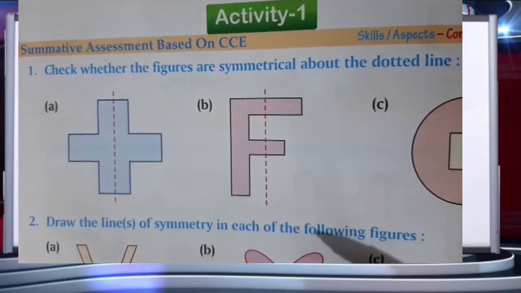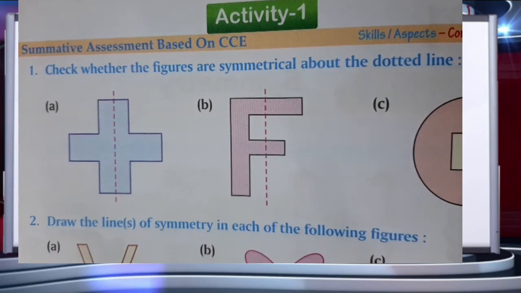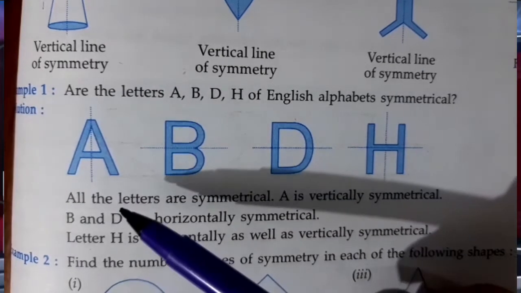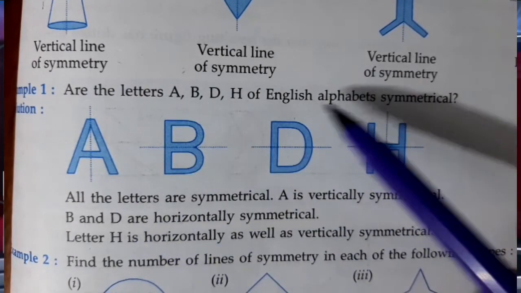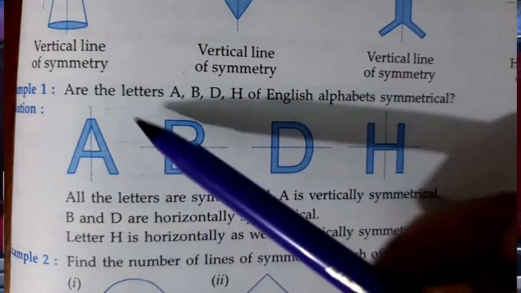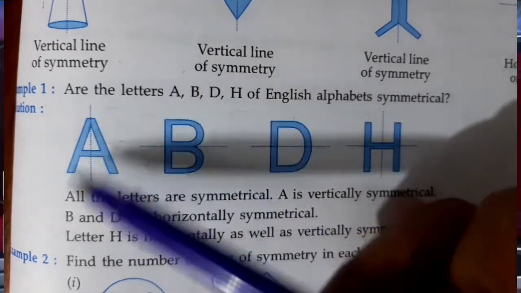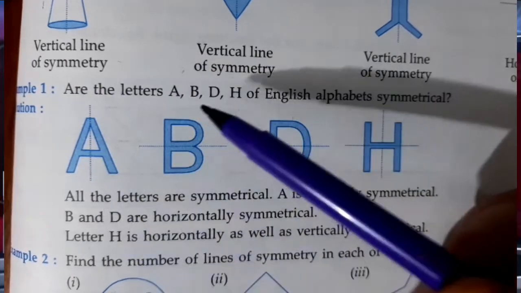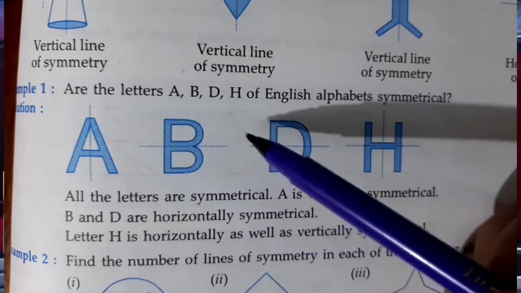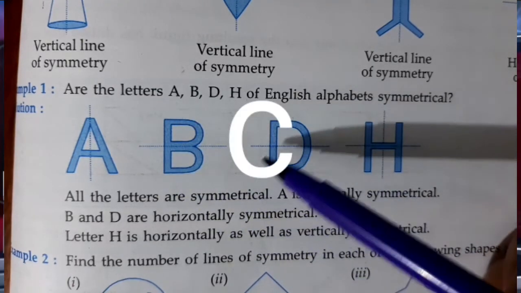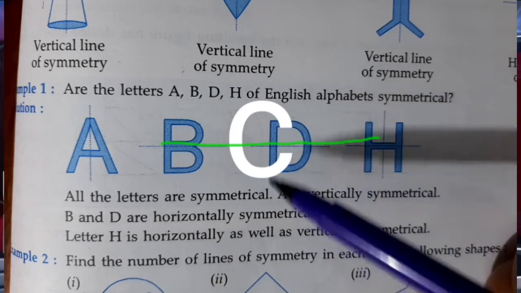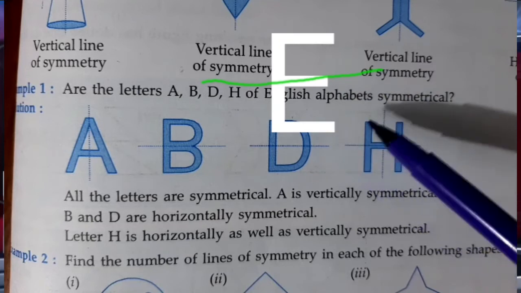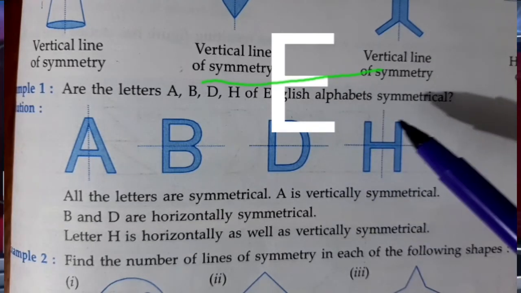Activity 1 you will do in the book, and in the notebook you will write all the English alphabets from A to Z, and then you will draw the lines of symmetry in them. First of all you will write the English alphabet A, and you can see it has one line of symmetry. Then B, it also has one line of symmetry. Then C, it also has one line of symmetry. Then D, again one line of symmetry. E, again one line of symmetry.